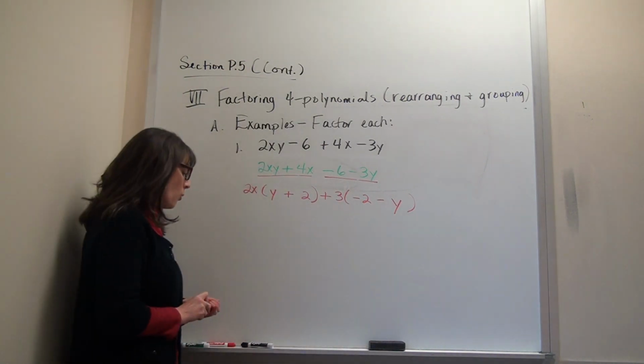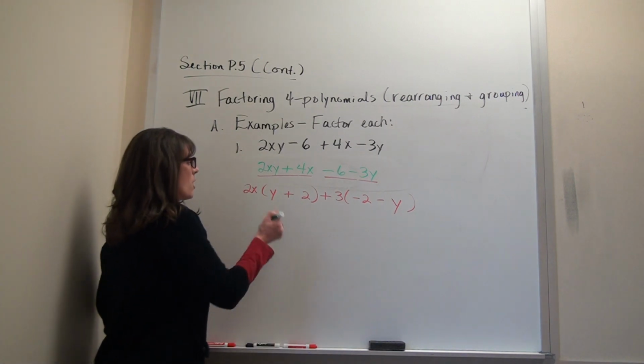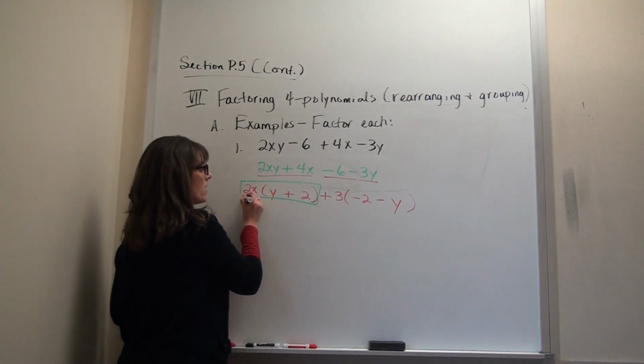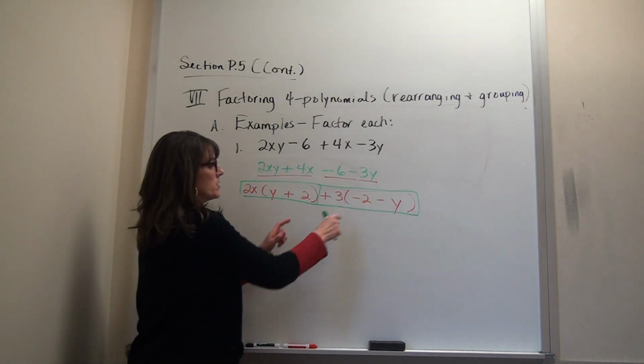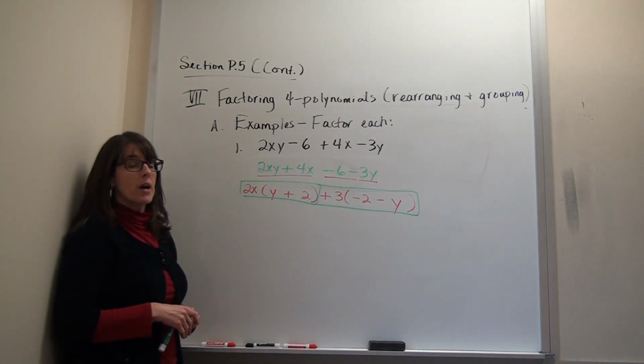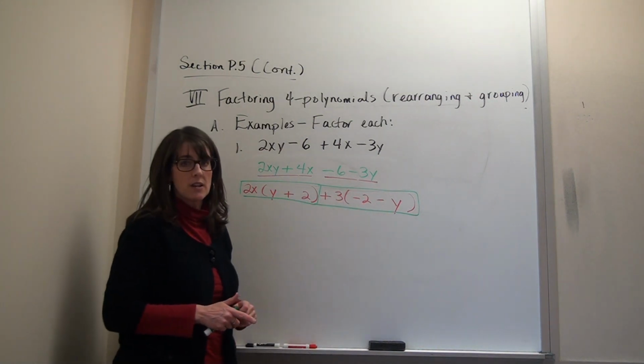And remember, my goal is that I want to have these common parentheses here, because if I have common parentheses, I will be able to divide what's common out. But as you look at these 2 parentheses, they're close, but they're not quite the same. This is a positive y, that's a negative y. This is a positive 2, that's a negative 2.